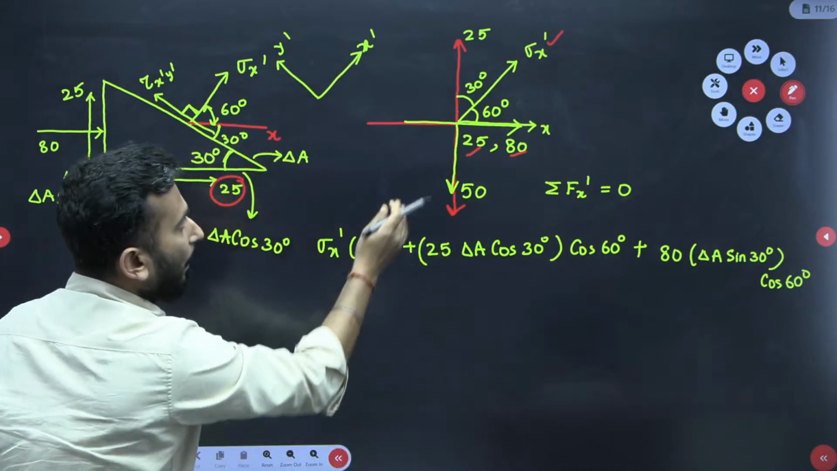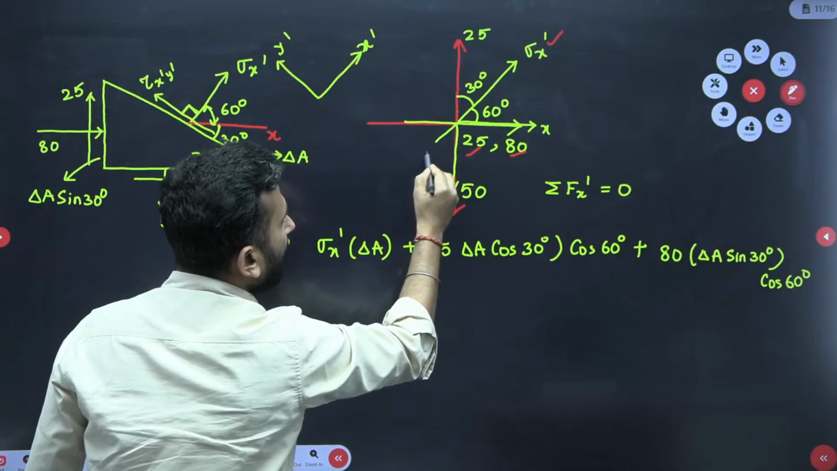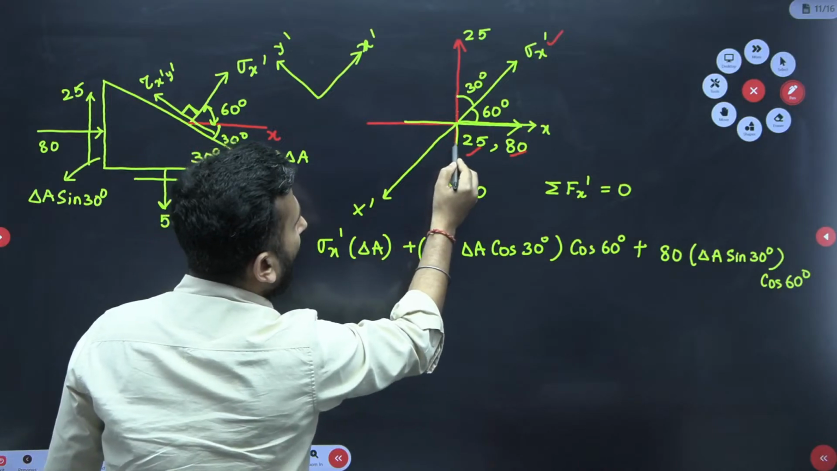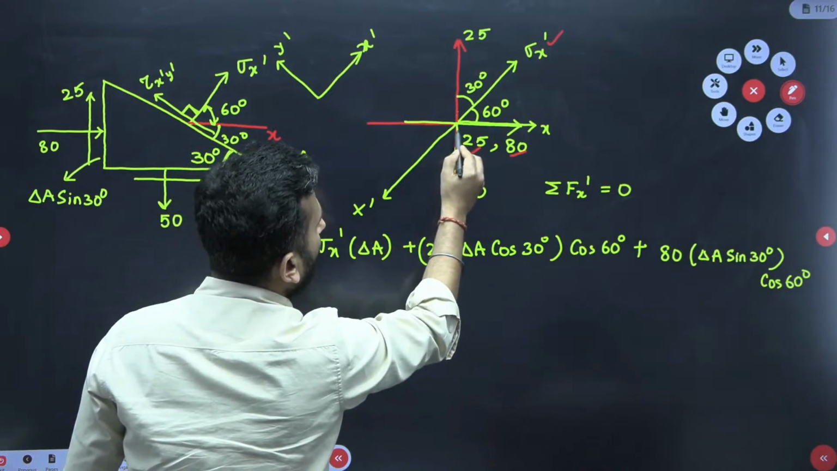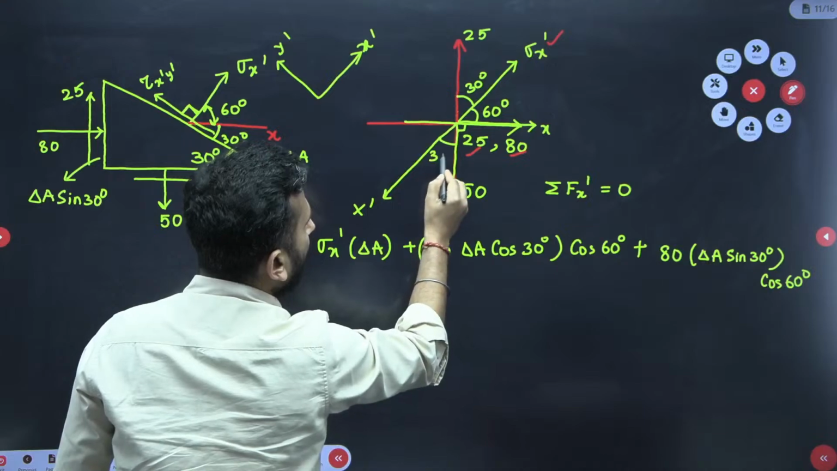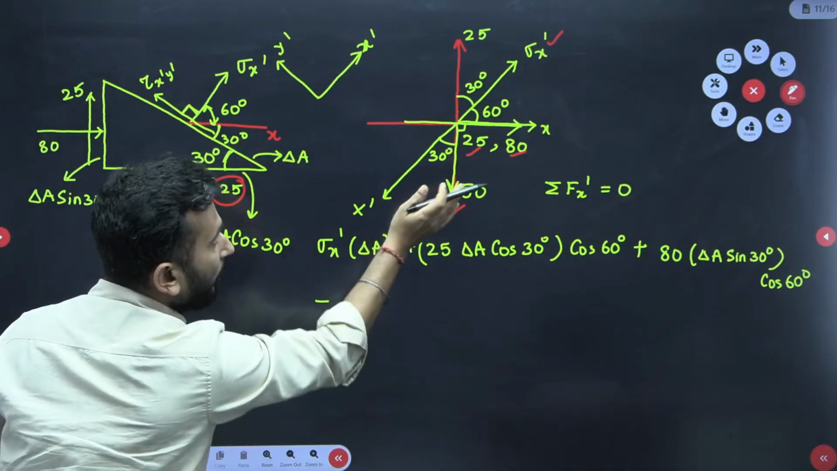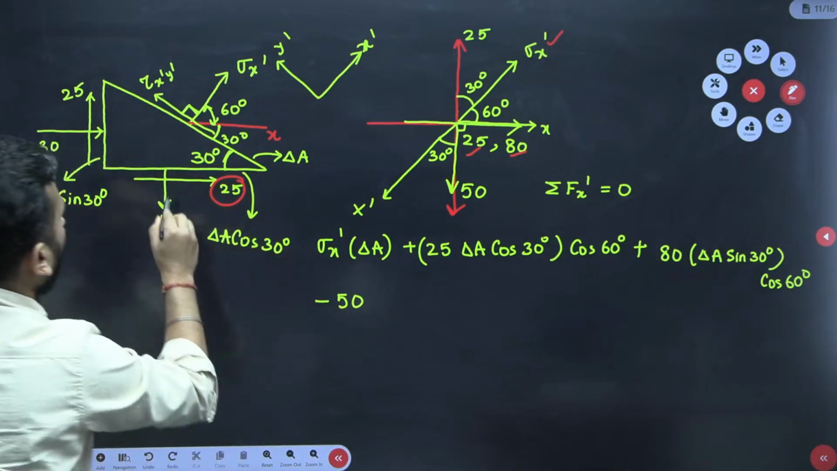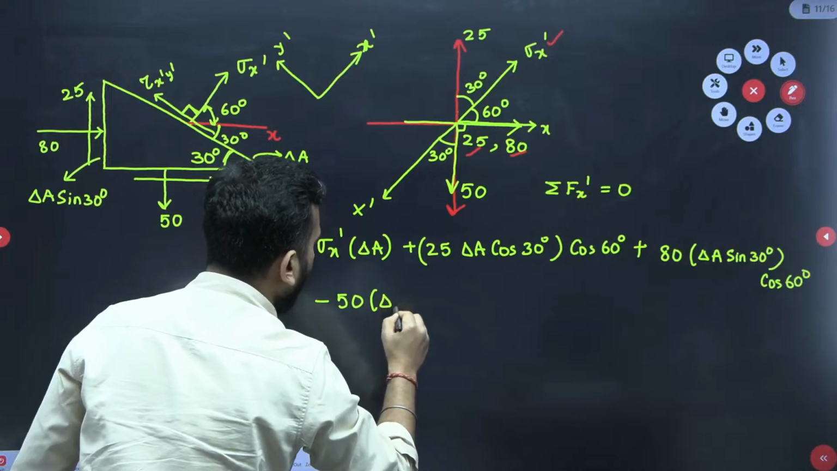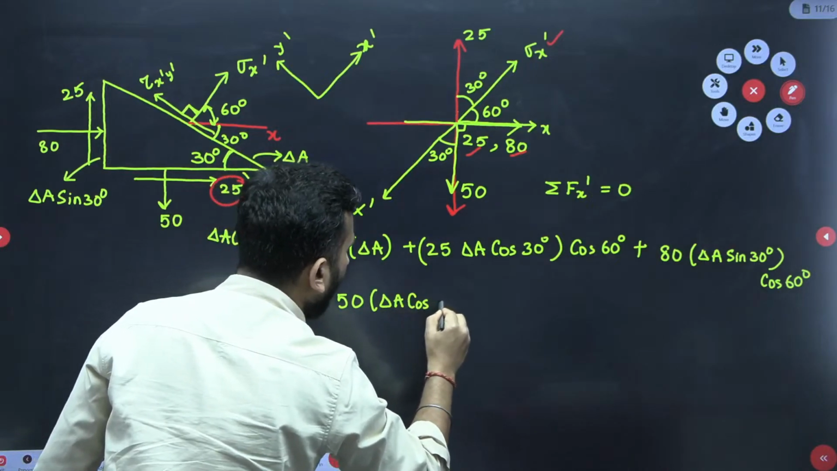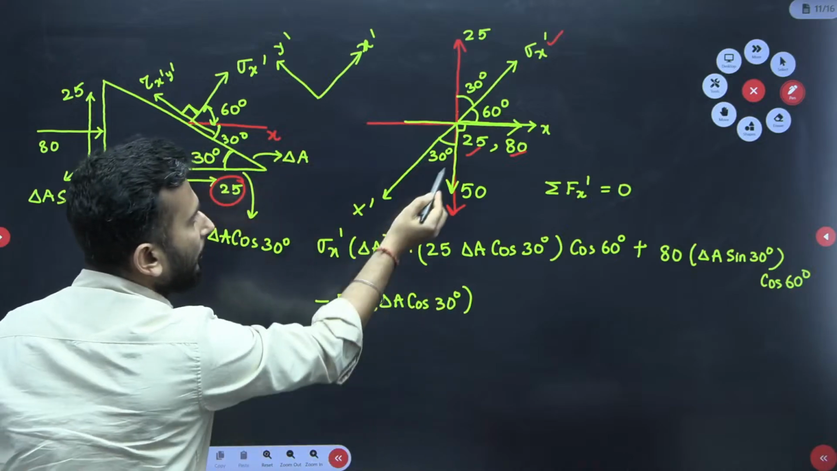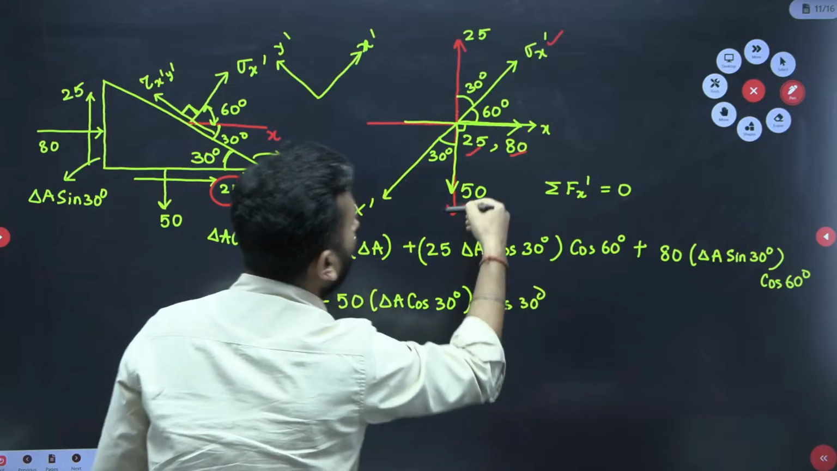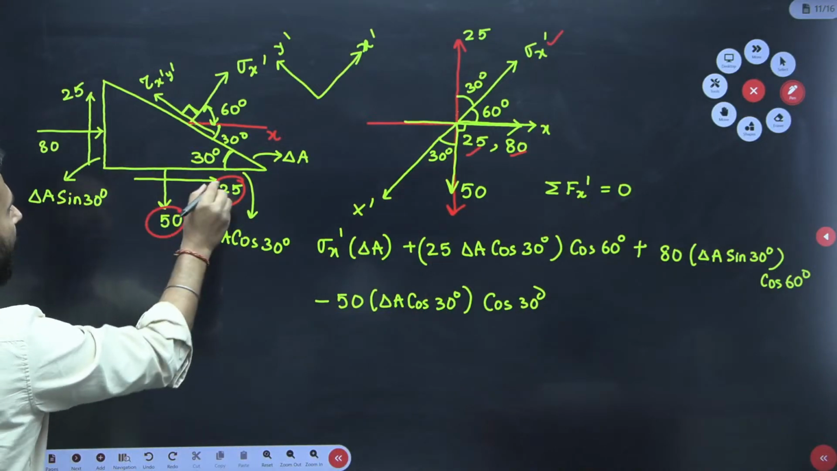Now see, if I extend this sigma x dash line in this way, then the angle between it and the 50 is what? This is 90, this is 30, this is 30 degrees. So what can I write? Minus, because it is in the minus direction, 50. It is acting on which area? Delta A cos 30. The area is done, but you have to take the component, cos 30. This 50 is also done. This 25 done, this 80 done.